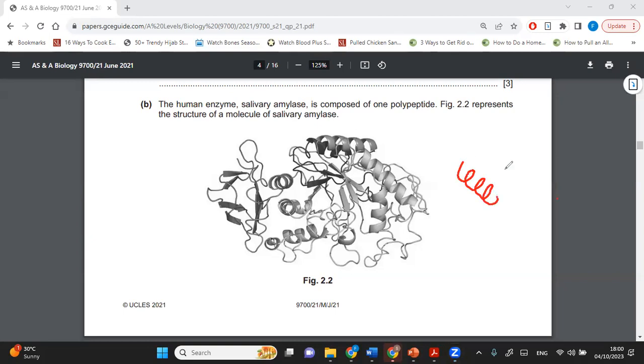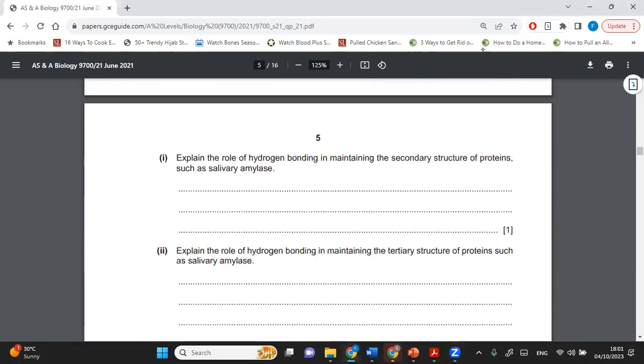It's a 1 mark question. This is literally a 1 mark question, so you don't need to go into details with your answer. All you have to say is that hydrogen bonding is needed to maintain the alpha helical and the beta pleated structure of the protein. That's it.